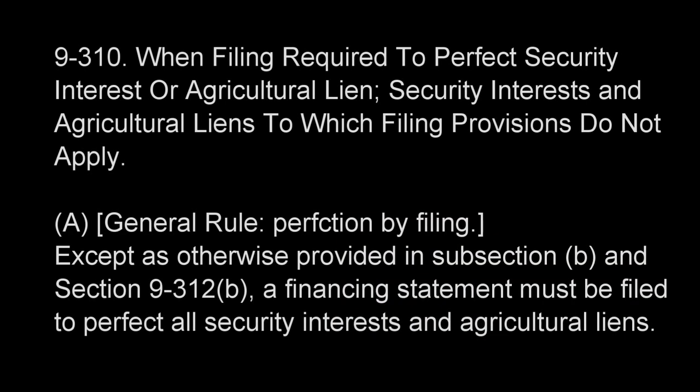Now the question is, do we need to file a UCC financing statement to perfect our security interest? All right, and for some things you will need to file, but for some things we may not need to file, and there are other stipulations that actually provide proof that you are owner, okay? Now, let's take a look at it. So UCC 9-310, and we're gonna start with the general rule, perfection by filing. All right, so except as otherwise provided in subsection B and subsection 9-312(b), a financing statement must be filed to perfect all security interests and agricultural liens.